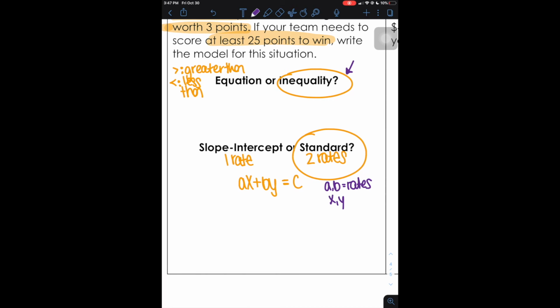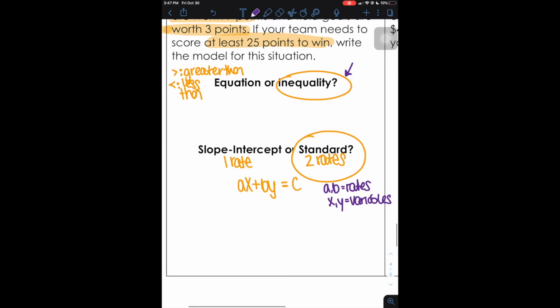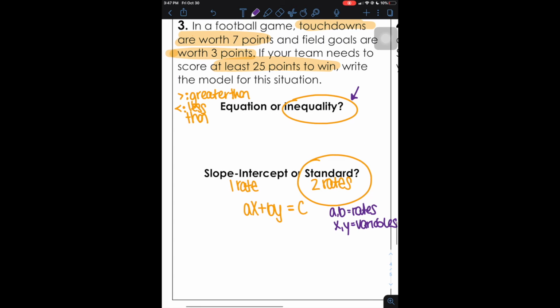X and Y are our variables. So the first rate we have is 7, and that's for a touchdown. So I'm going to put 7X. The second rate I have is 3, and that's for each field goal. So I'm going to put 3Y equals C.